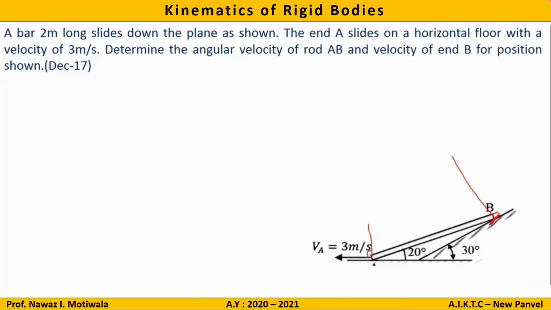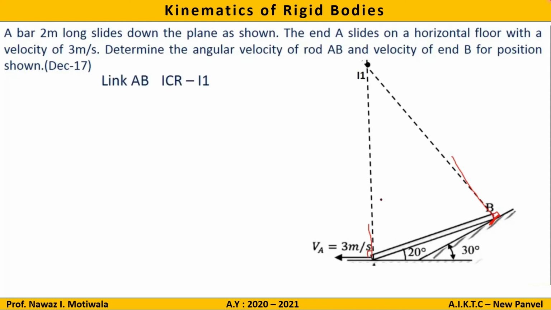So let us draw perpendicular to both the velocities. It will be like this, and wherever they meet, that point is known as ICR. As you can see, there is only one link AB, so there will be only one ICR, I1. Now how do we proceed further? We write the name of the link, that is link AB, and the corresponding ICR is I1.